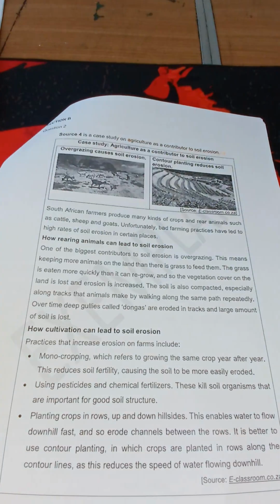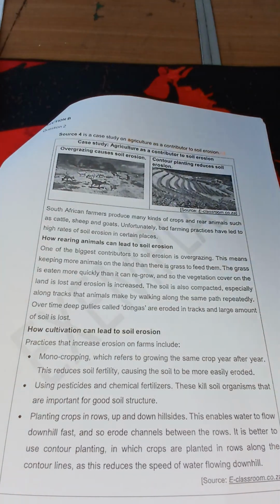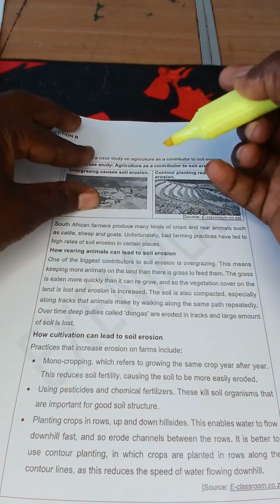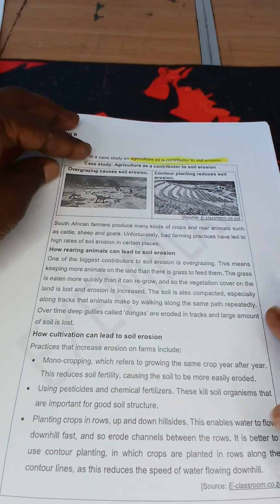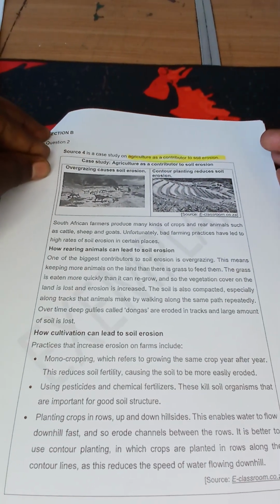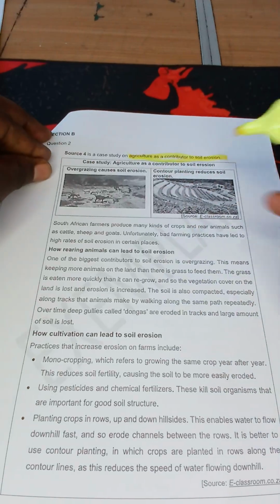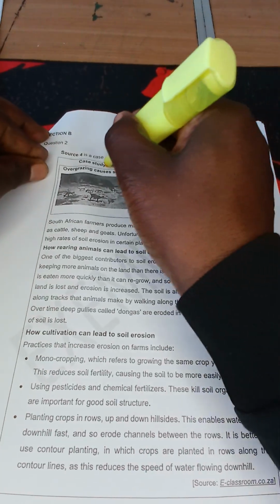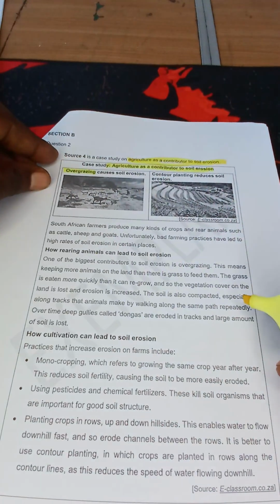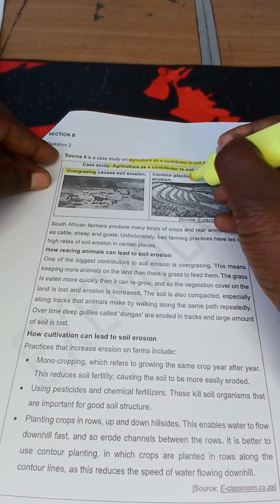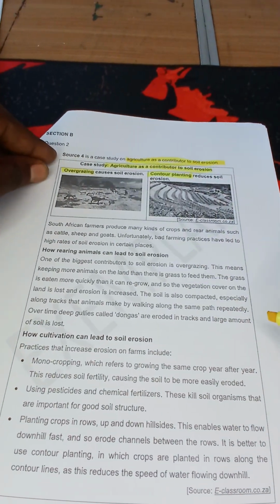Agriculture is a contributor to what? To soil erosion. So it is very important to know what the case study is all about. I'm going to highlight as well. Then overgrazing, this is the cause of soil erosion. Contour plowing, this is an alternative that reduces soil erosion.